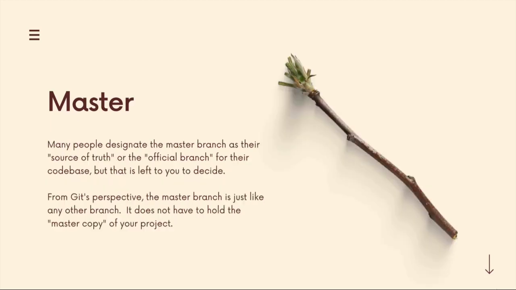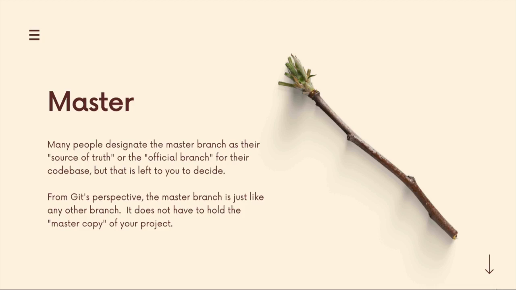Now, some people do treat the master branch as special in their own project. They treat it as the source of truth, the official project branch, the main branch, where they don't want to mess anything up. So they treat the master branch as their official working code base. And then I'll try things on other branches, and if they work, I combine them back into master. But again, that is a choice that specific developers make. From Git's perspective, the master branch is just like any other branch. It does not have to hold the master copy of your project.